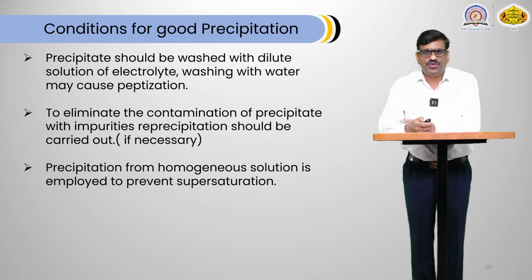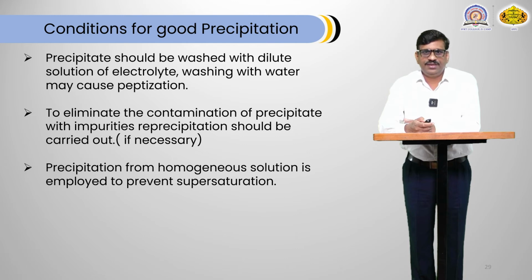Then precipitate should be washed with dilute solution of electrolyte, not washed with water. Washing with water may cause peptization. Hence, suitable washing solvent is very important. We have already discussed for gelatinous and curdy precipitate, washing with electrolyte can be done.